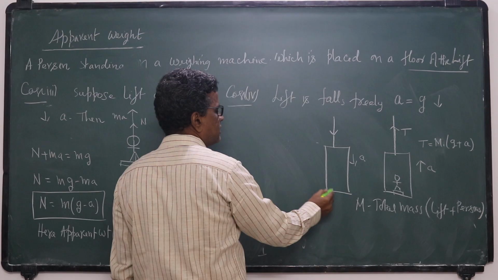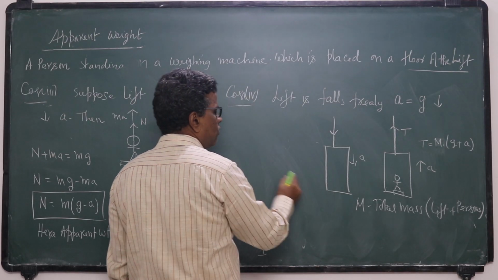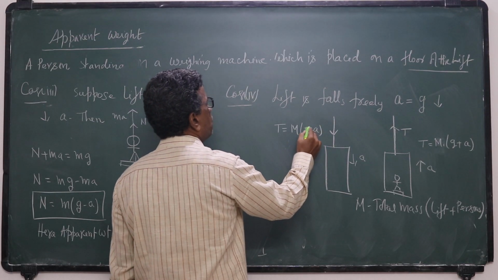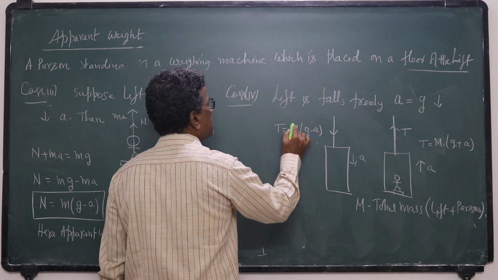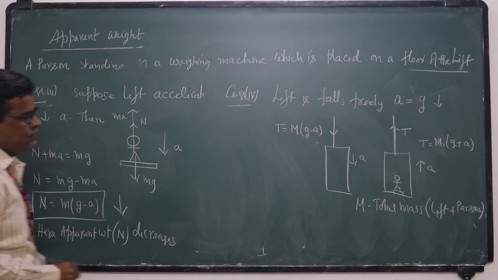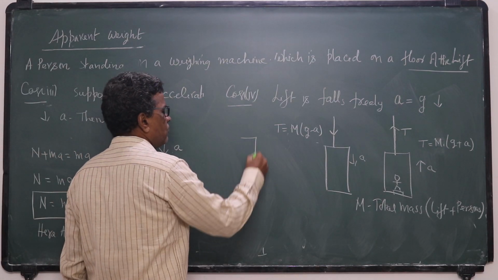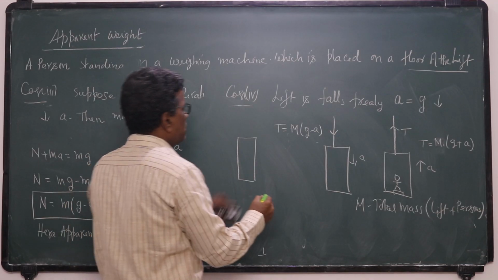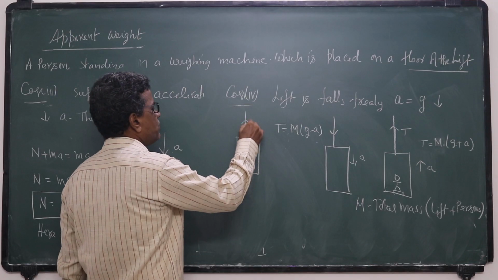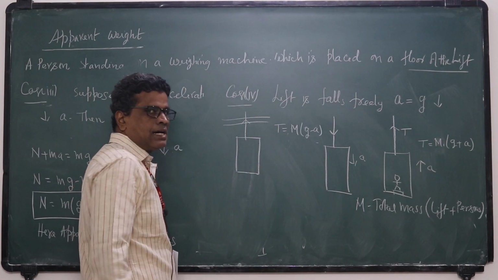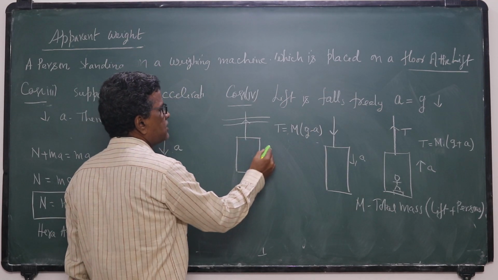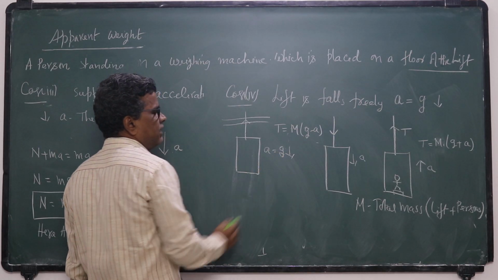Okay, case 2. So case 3. Here the tension in the string is m of (g minus a). Similarly, we get m of (g minus a). What is m here? Total mass, as we did here. Okay, now suppose in this case the lift falls freely. Suppose this is the lift, and this thread is cut by mistake. So then what happens? This lift falls with an acceleration due to gravity.